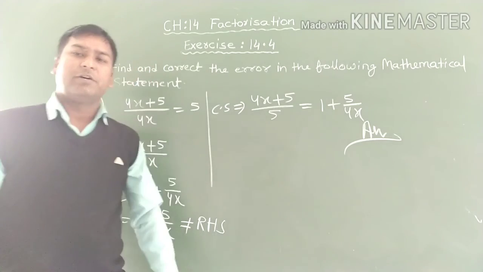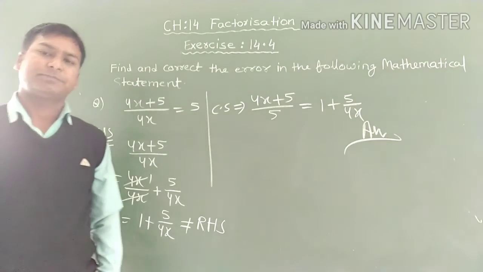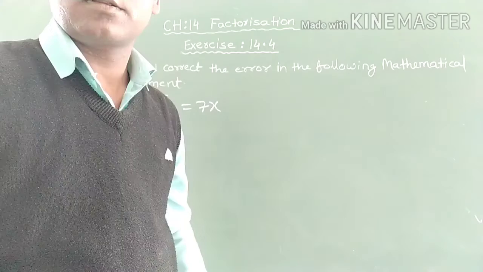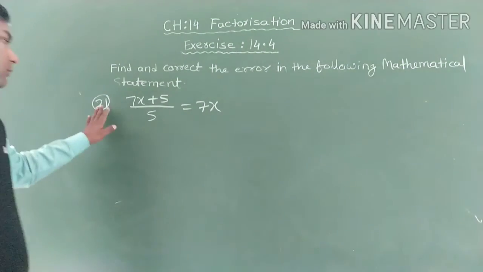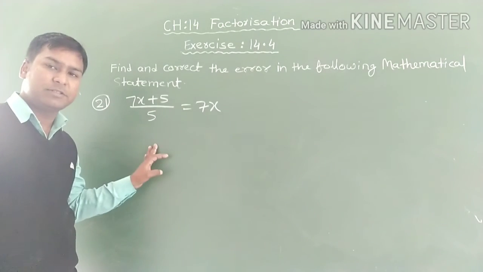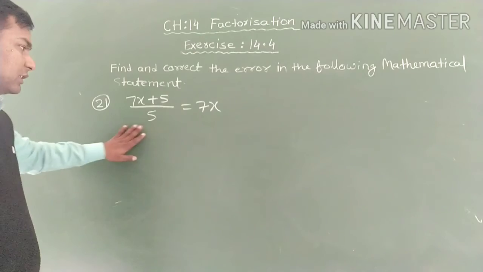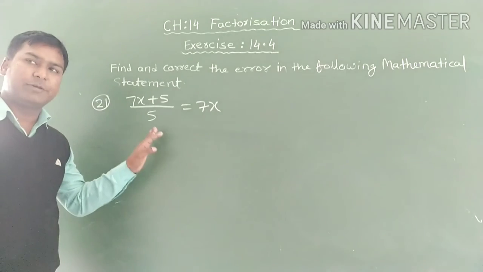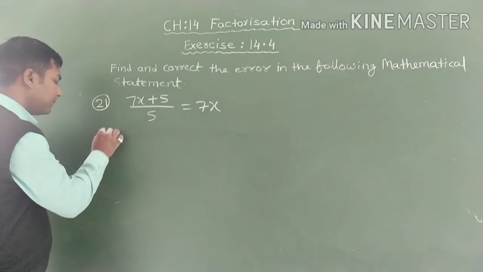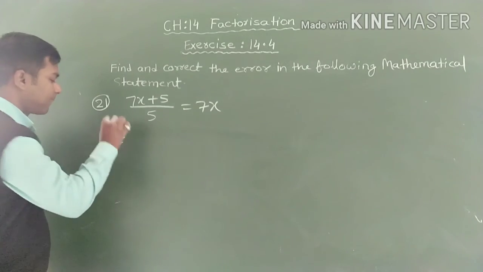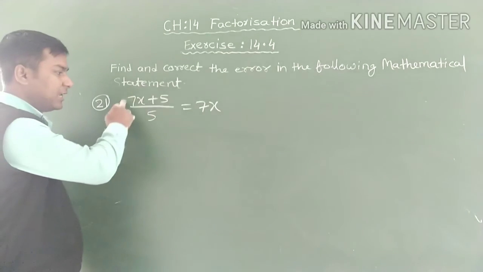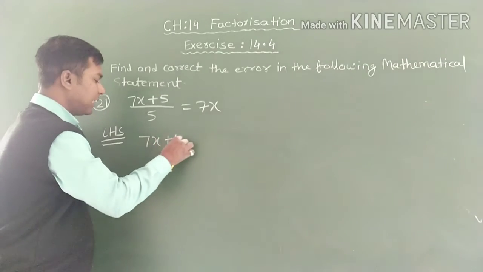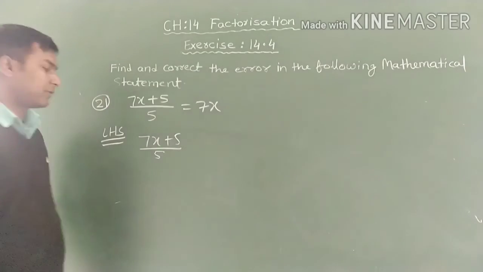Okay. Now next question. Question 21. This is the last question of this exercise. The expression is given here. So first of all, we have to take the LHS part. That is, this term is the LHS part and this is the RHS part. So this is 7x plus 5 upon 5.